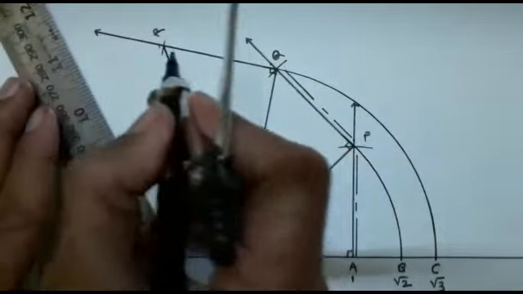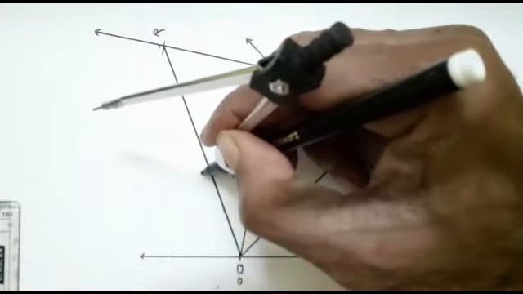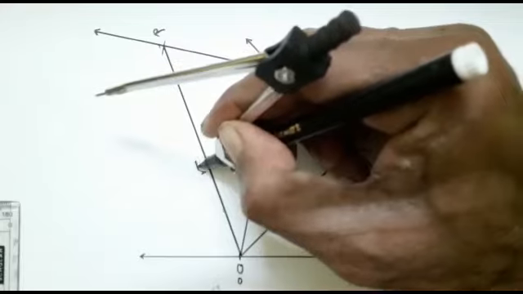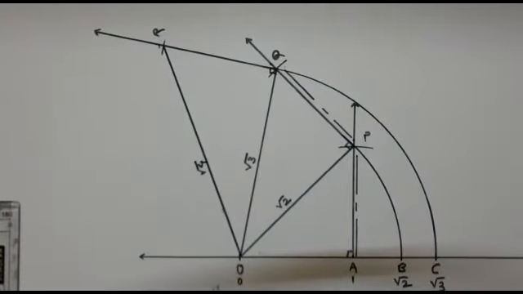This is 1 unit distance. That's why this distance OR is square root of 4, and square root of 4 is a rational number. That means it comes at 2.